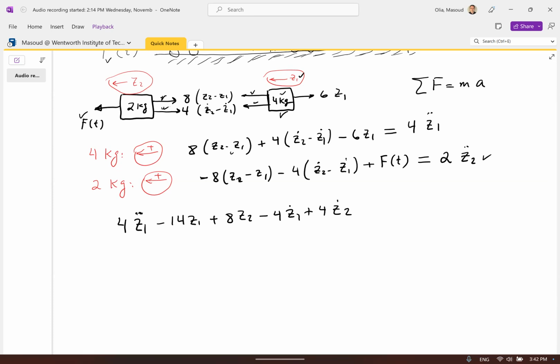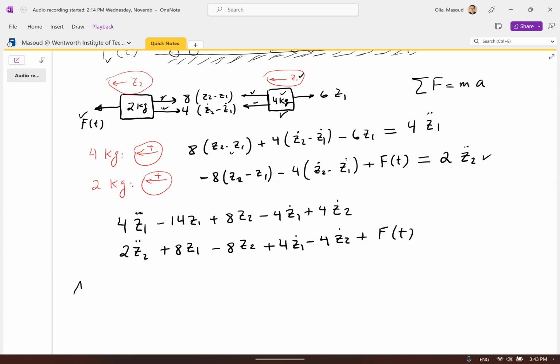Let's look at the second equation. We have a 2 Z dot 2. Again, be consistent, so we put the Z1. We have a positive 8 Z1 and a negative 8 Z2, positive 4 Z dot 1 and negative 4 Z dot 2. And don't forget the f of t.